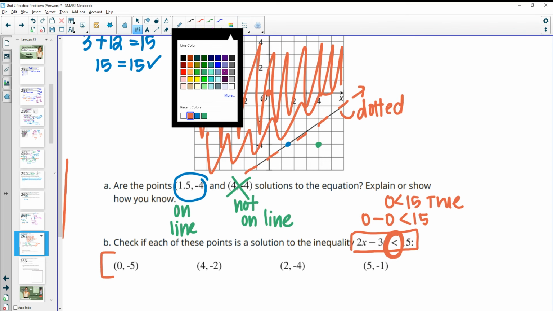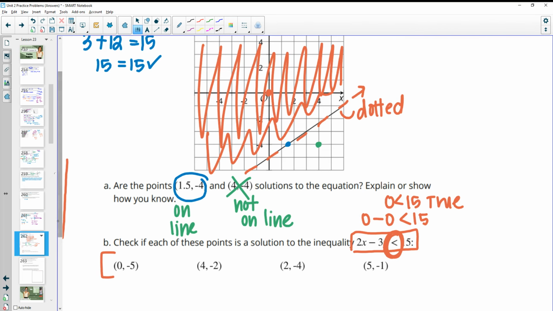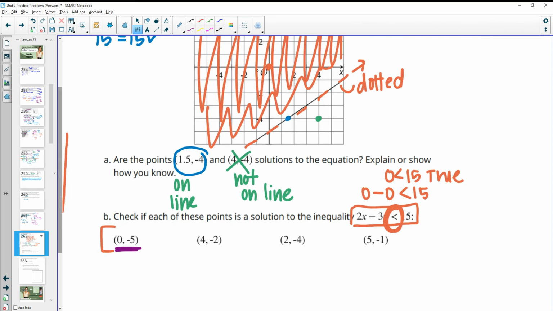So then what that enables me to do is then go and check these points. So 0, negative 5 is here on the line. So this is not a solution because it's on the line. 4, negative 2. So 4 in the X, negative 2 in the Y is in that shaded region, right? Because it's above the line. So this one is a solution.